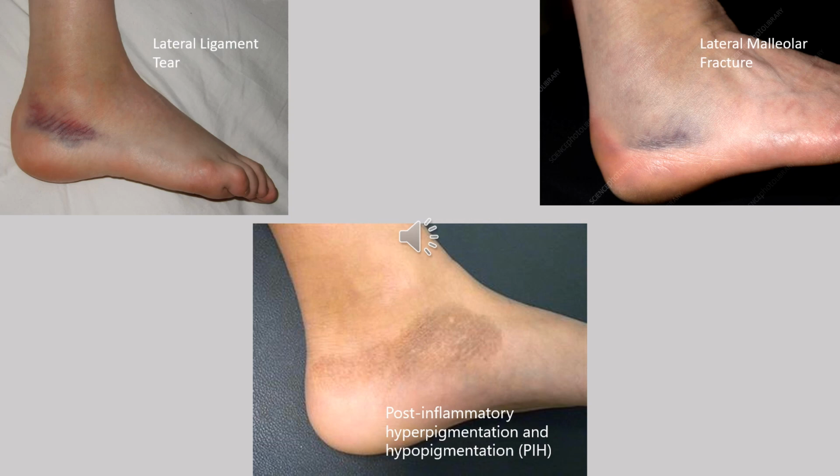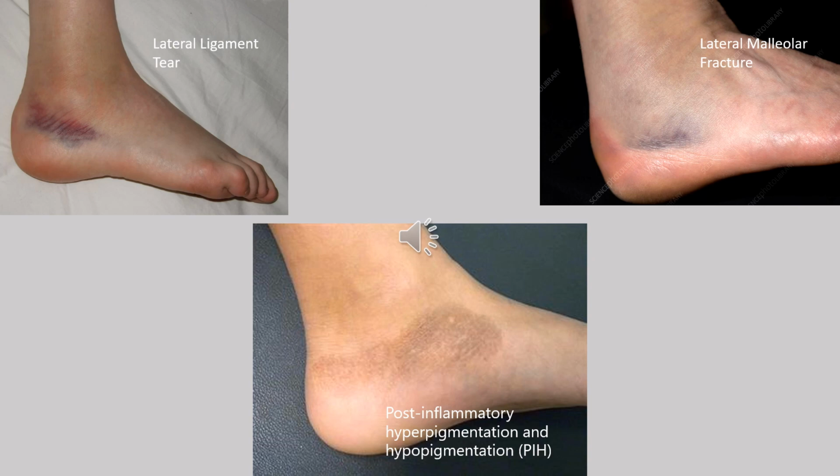The top pair are very similar to each other. One is a lateral ligament tear and the other is a fractured lateral malleolus, but which is which? You could do much worse than utilise the Canadian foot and ankle rules when you're examining the patient. This was covered in an earlier webinar, but essentially you are looking for any of the following.